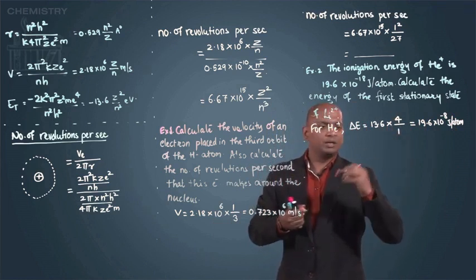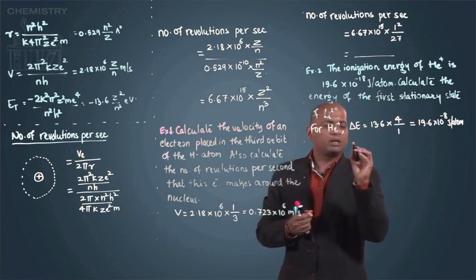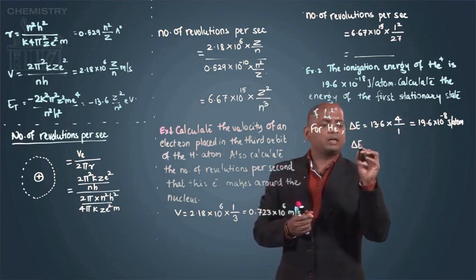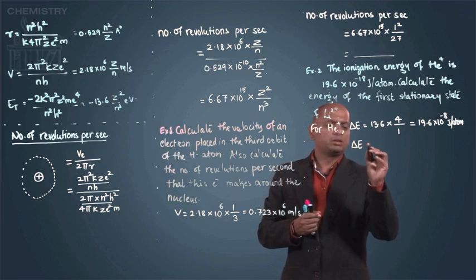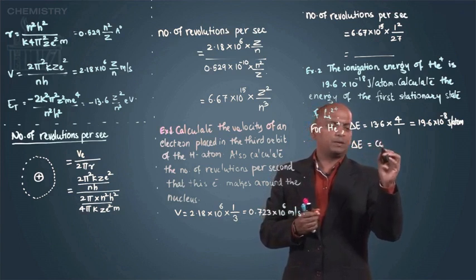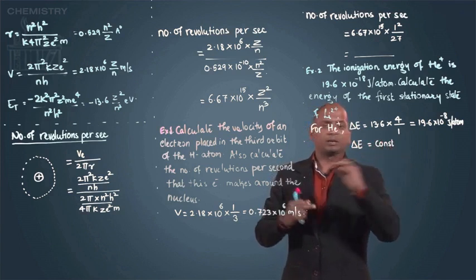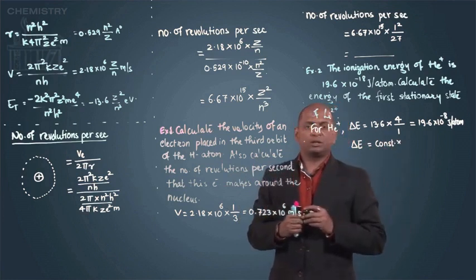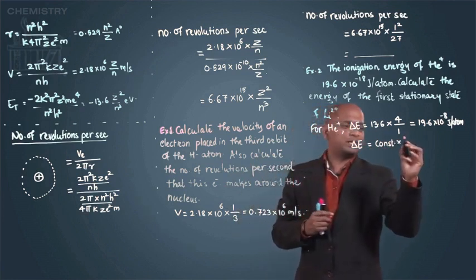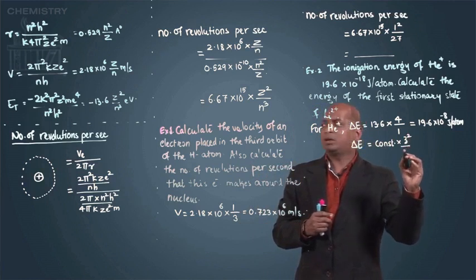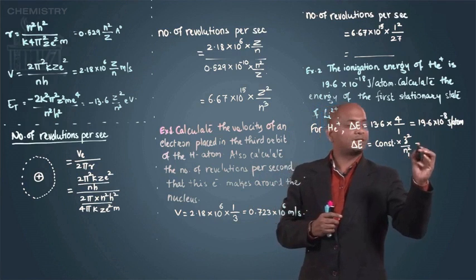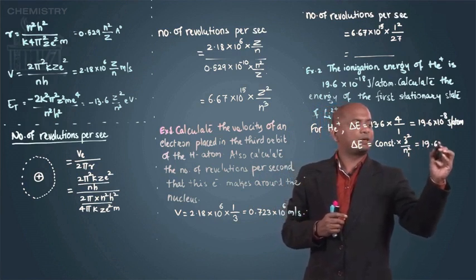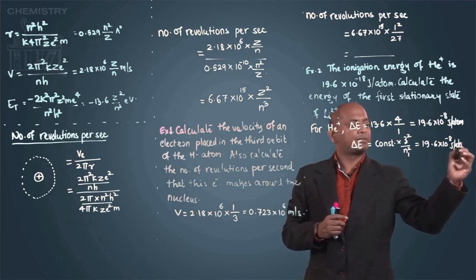Rather, we can keep this as it is. So what I am doing here, instead of substituting, delta E is equal to a certain constant, a big constant we have, multiplied by Z squared upon N1 squared, and that is equal to what? 19.6 into 10 raised to minus 18 joule per atom.